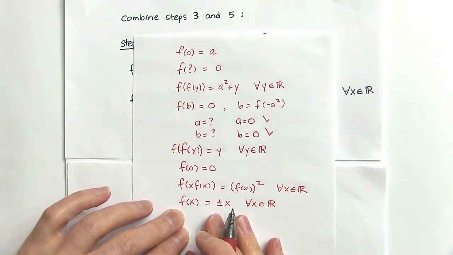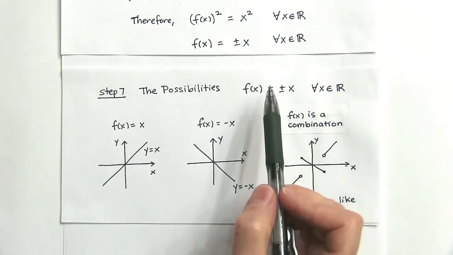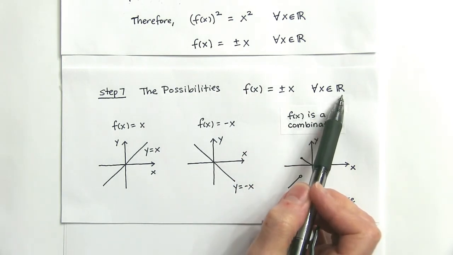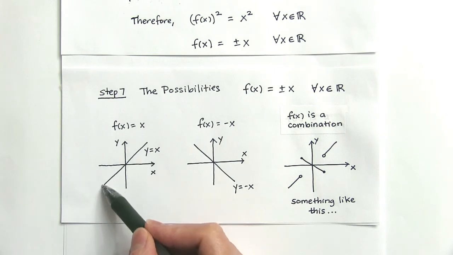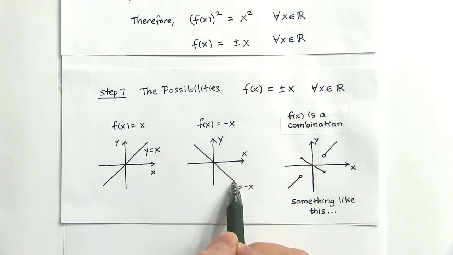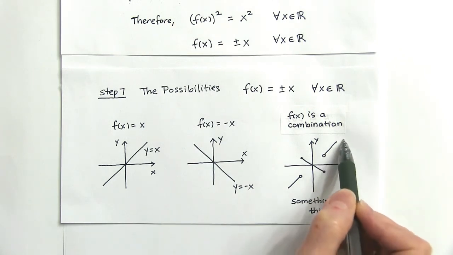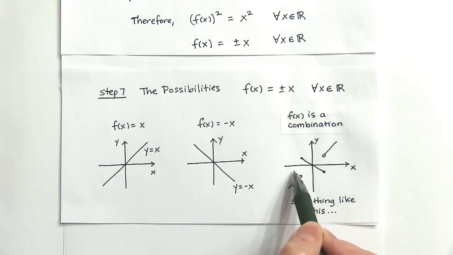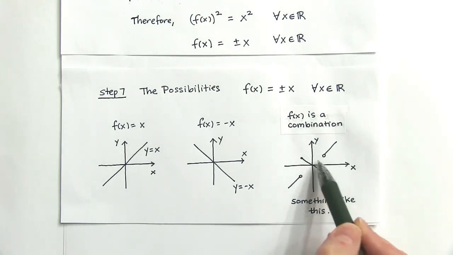Well, there are three possibilities. If f at x is either plus x or minus x for every x in the real numbers, the function f could just be f of x is x, or f at x could be minus x, or f could be a combination thereof. f could be x some of the time and minus x some of the time, just so long as its graph is symmetric across the line y equals x, so that f is its own inverse.